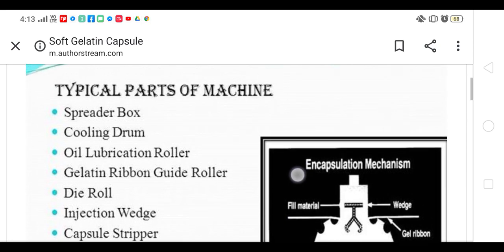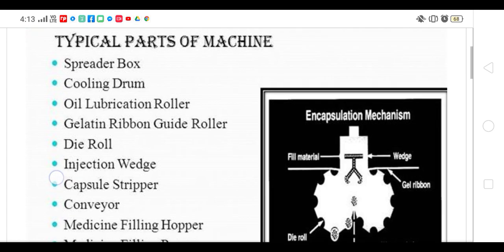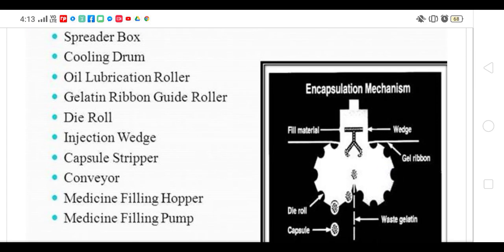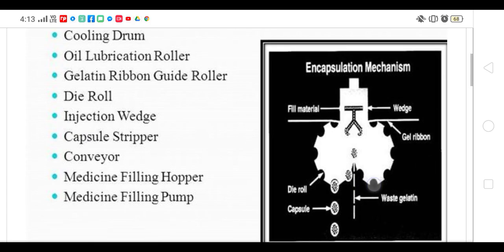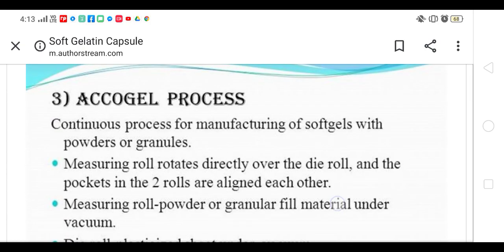Okay, now the typical parts of machines are spreader box, cooling drum. Why this spreader box? For easy spreading of gelatin solution. Cooling drums, for cooling of the gelatin solution, it forms sheets. Oil lubrication rollers, for lubricating these rollers. Gelatin rubber rollers, die rolls, injection wedge for injecting the preparation, capsule strippers for cutting, capsule conveyor, and medicine filler hopper and medicine filler pump. These are the typical parts of the machine.